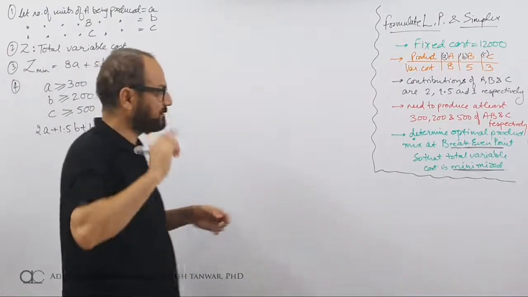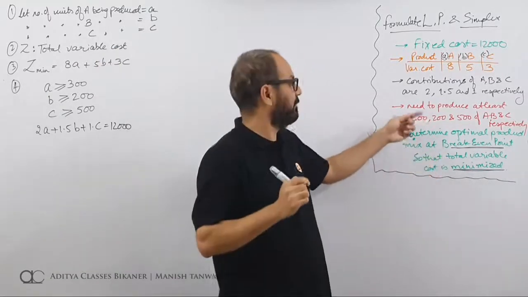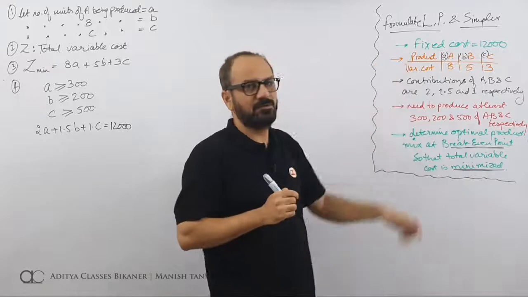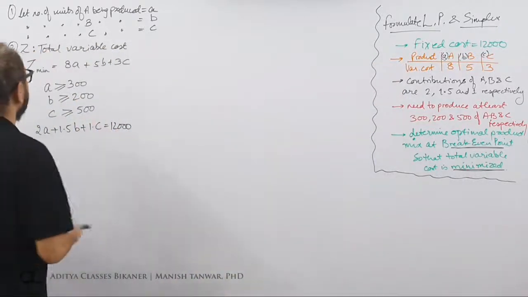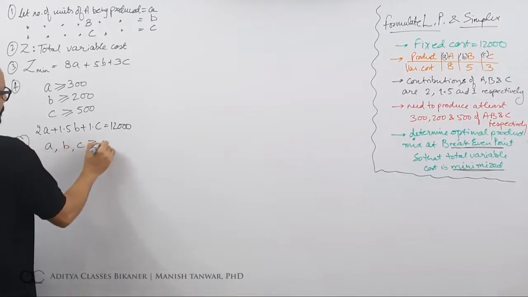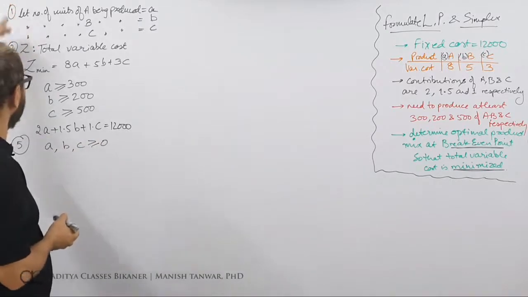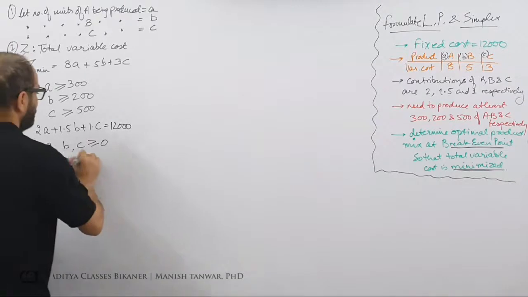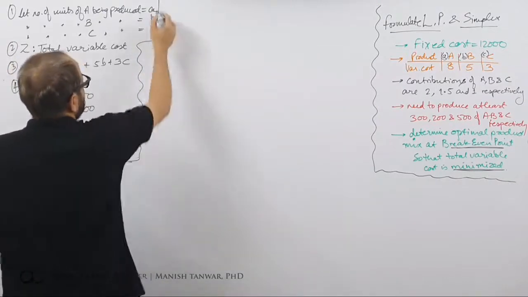And then there is another constraint. Determine optimal product mix at break-even point. To reach break-even point, my contributions need to be equal to fixed cost. These are my contributions, these are equal to fixed cost. And last one would be physical constraints. A, B, C all should be greater than or equal to 0. So, if you remember our formulations, these are our 5 issues that we used to address in our formulations.